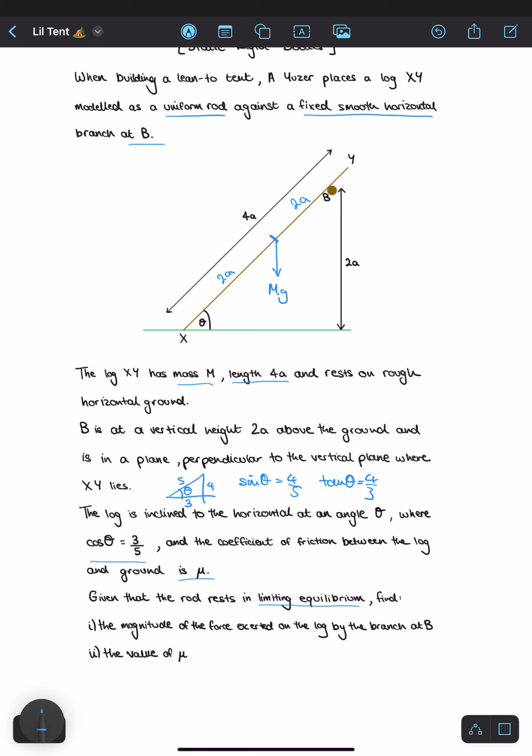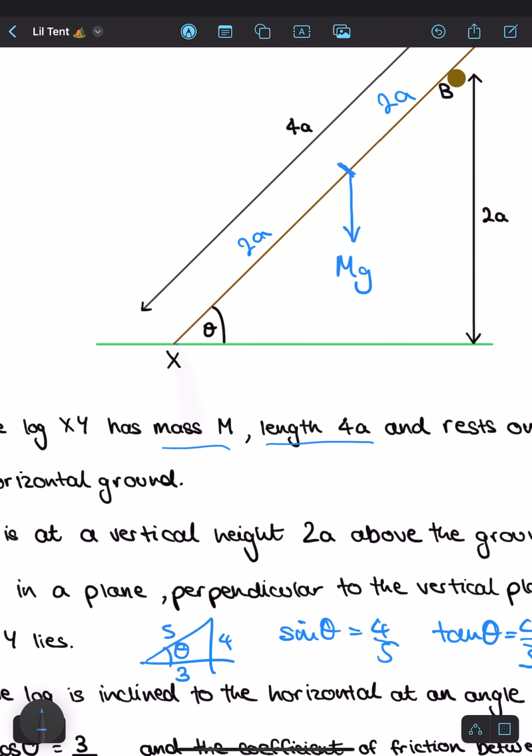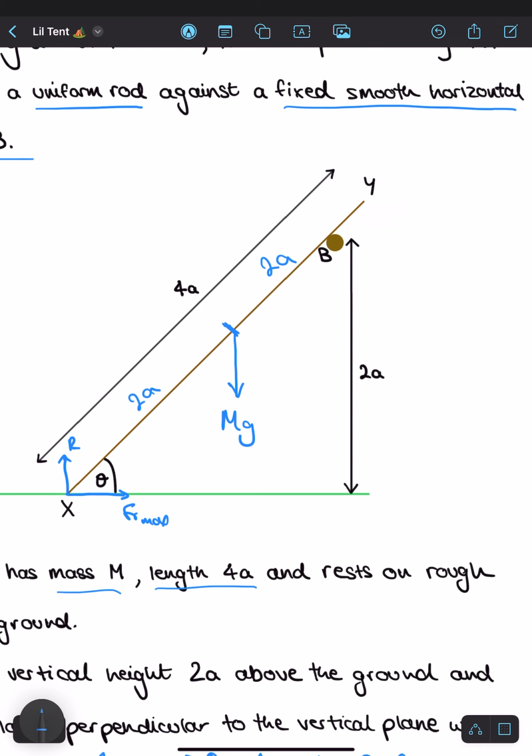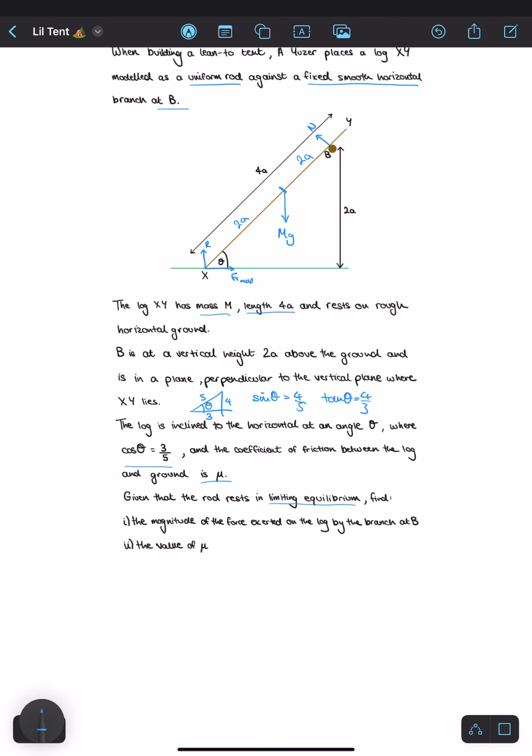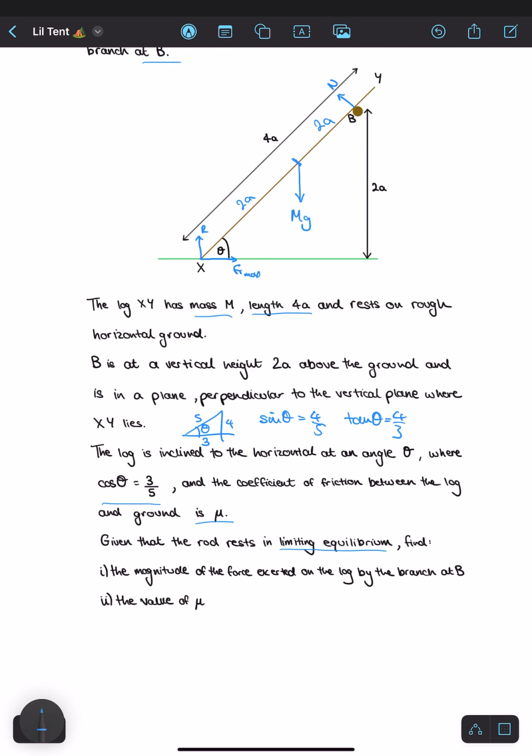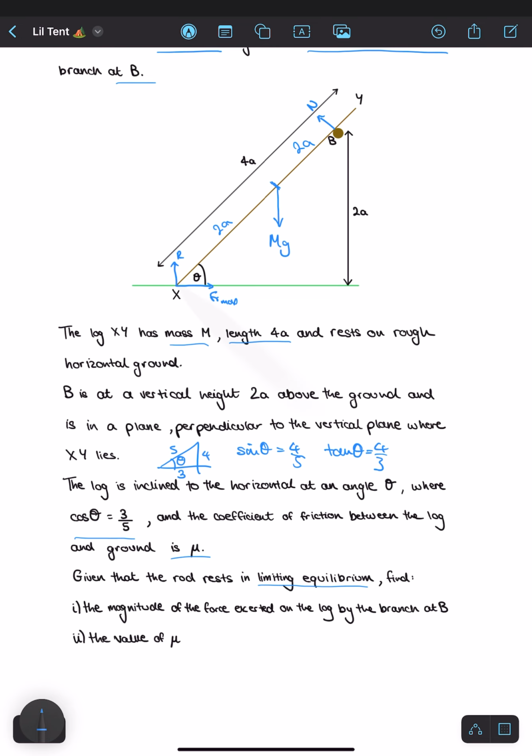branch at B. So if it's in limiting equilibrium, we know that on the ground we've got the maximum friction acting, and we've got a normal contact force over there. We also know that we've got a normal contact force over here, which we'll call N, and because the branch is smooth, there's no friction. So the question is asking me to find the normal contact force at point B. I don't know forces at 2 points, X and B, so in this case, I'm going to take moments. In these types of questions, the only things you can do are take moments or resolve forces.